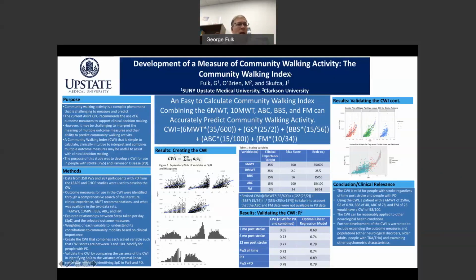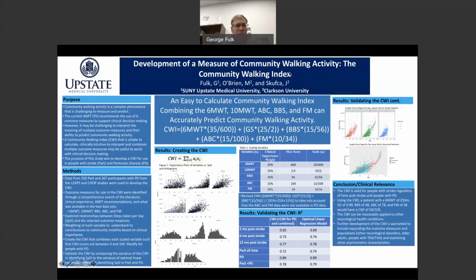The ability of the CWI to predict community walking activity at multiple time points after stroke and in people with PD was comparable to the optimal linear regression models, with R-squared values only differing by 1 to 4 percentage points. See Table 2. The figure in the top right of the poster illustrates the relationship between the CWI and average steps per day taken by the different patient populations at different time points post-stroke and in people with PD.